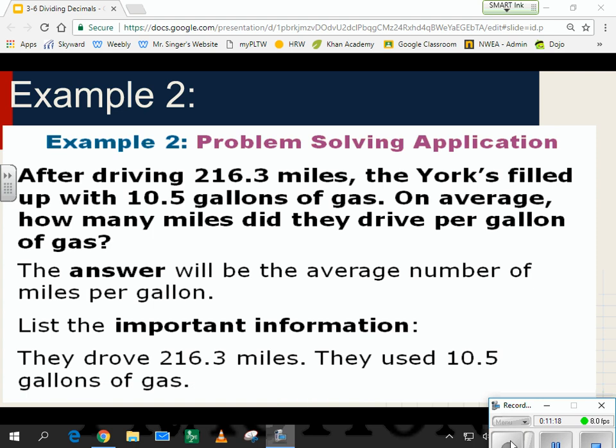All right, part 2 to our lesson. We're looking at word problems here. So again, another scenario of trying to figure out how many miles per gallon you're going. After driving 216 3/10 miles, the Yorks filled up with 10.5 gallons of gas. So on average, how many miles did they drive per gallon? So we're going to have to divide these two and figure out what you get.